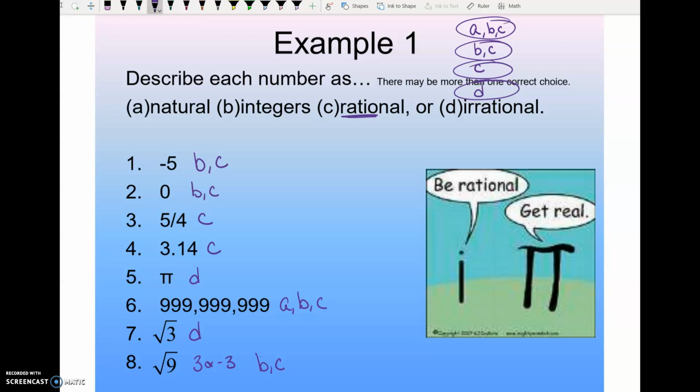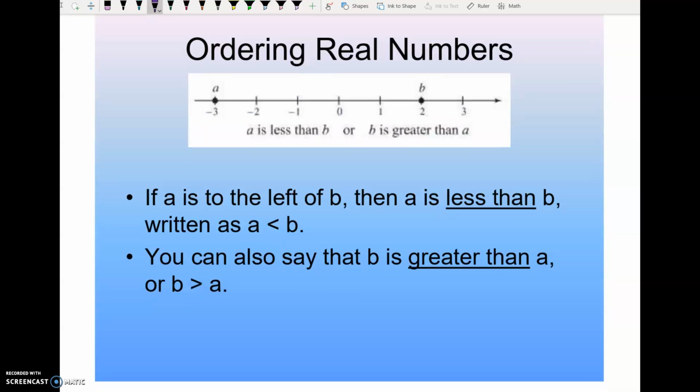And this is a math joke that a lot of math teachers like. I is the imaginary number, so I is not a real number, and pi is not a rational number, it is irrational. So the not real number is telling the irrational number to be rational, and it's telling it to be ha ha ha. Okay.